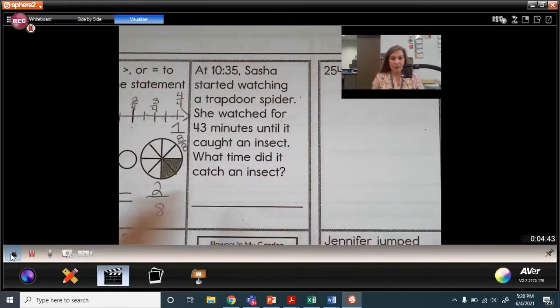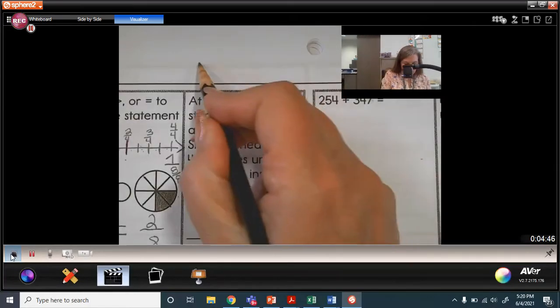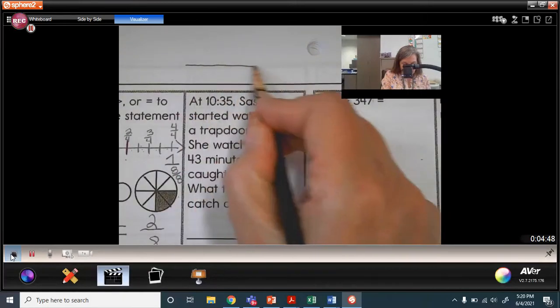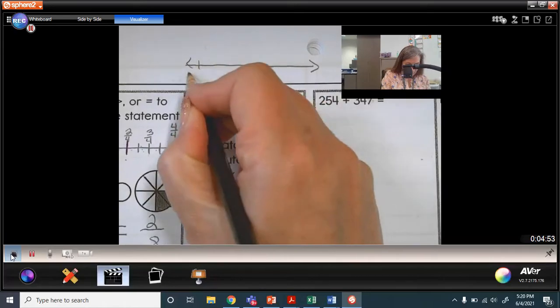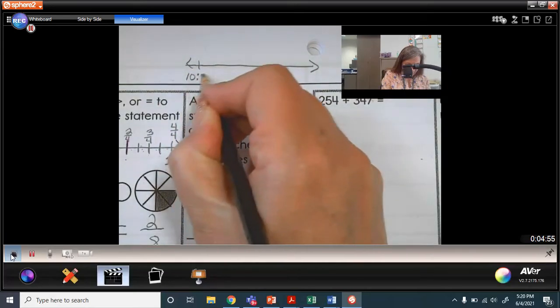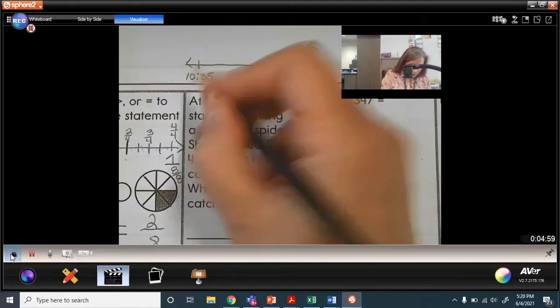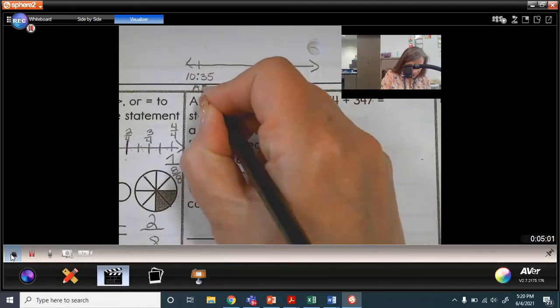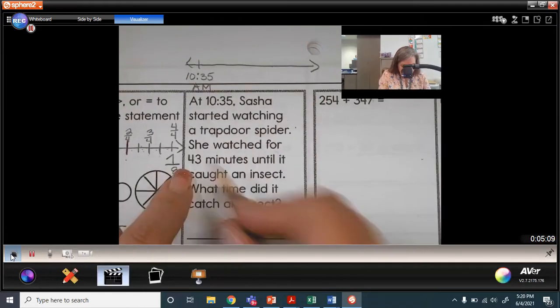So I'm just going to move my paper up just a little bit, and I'm going to show this on a timeline. And I know that I'm starting at 10:35, and I'm just going to assume that this is AM. The reason I'm assuming it's AM is because I don't know that I would sit and watch a spider at 10:35 p.m., but I guess it could happen, right? All right, I'm going to add 43 minutes.